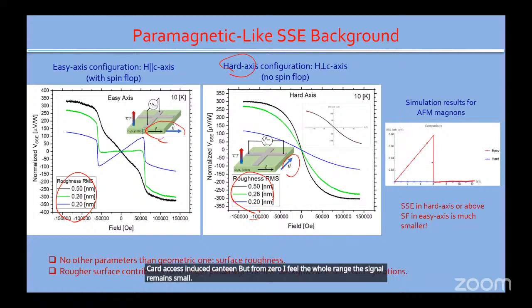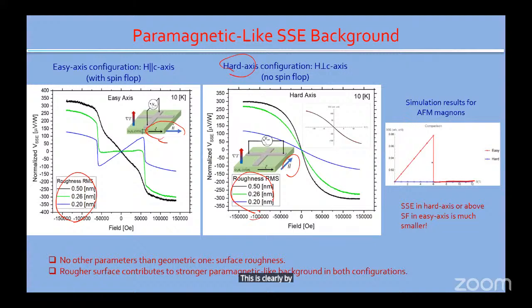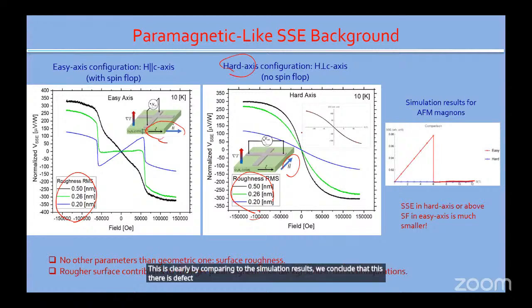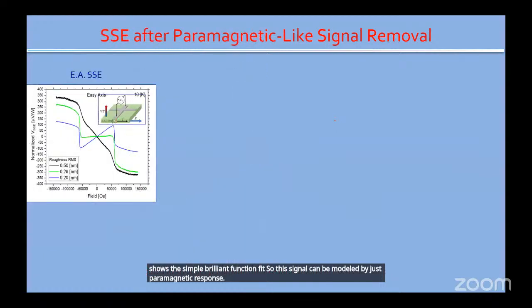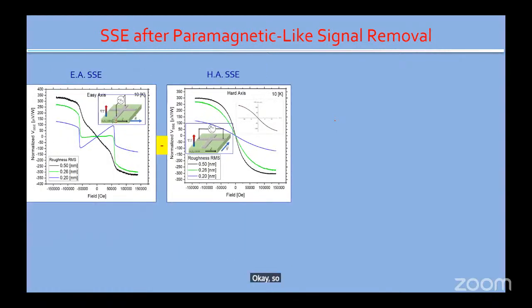By comparing to the simulation results, we conclude that there is defect and roughness induced some kind of background. And the inset shows the simple Brillouin function fit. So this signal can be modeled by just paramagnetic response. Okay, so what do we do now?